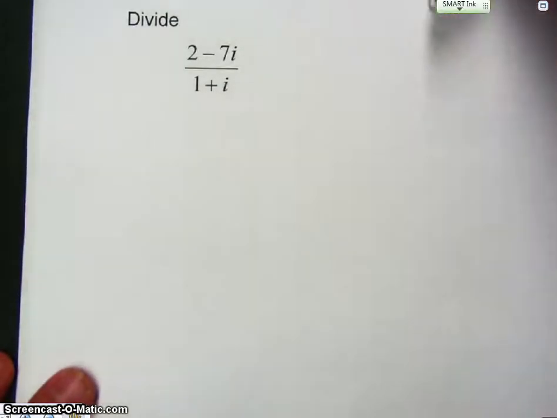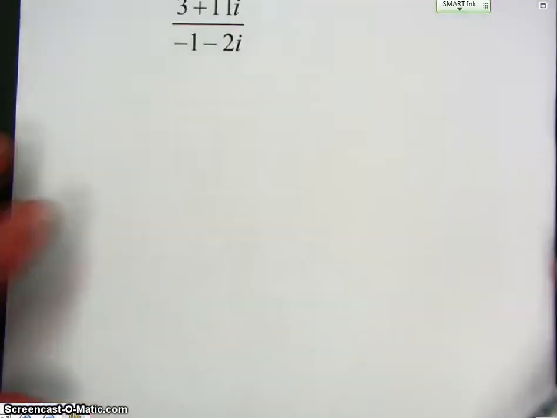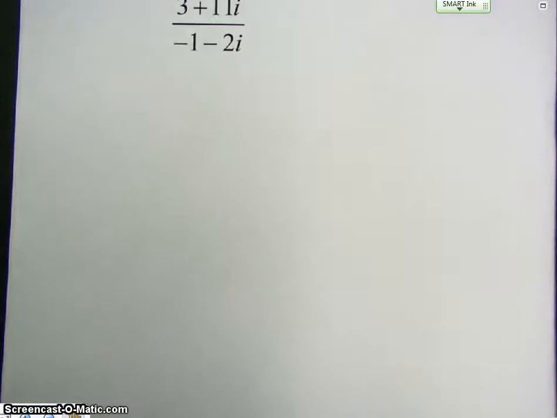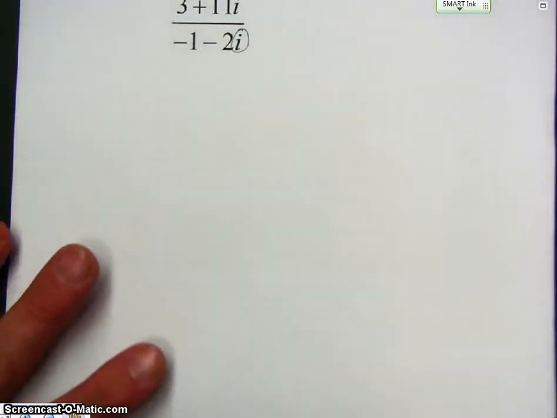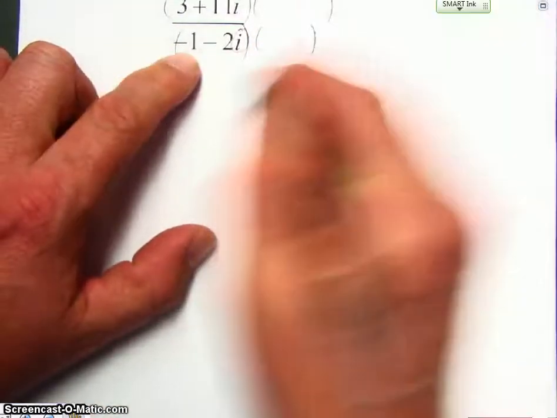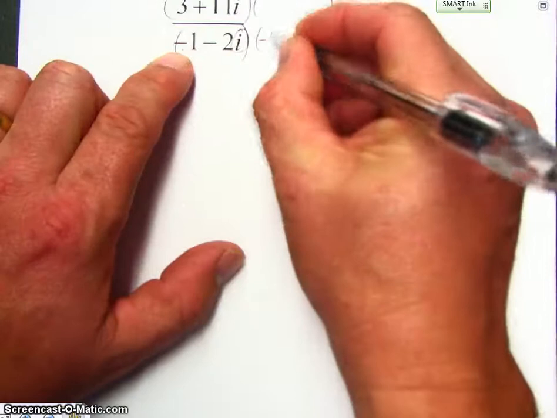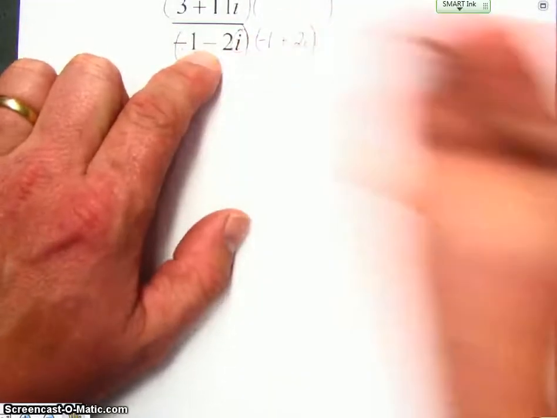All right. We just did that. All right, let's do the next one. 3 plus 11i over negative 1 minus 2i. Right here, that means I have to rationalize using the conjugate. So the conjugate, I multiply the top and bottom. The a part stays the same, the b part is opposite. So this is a negative, becomes a positive.